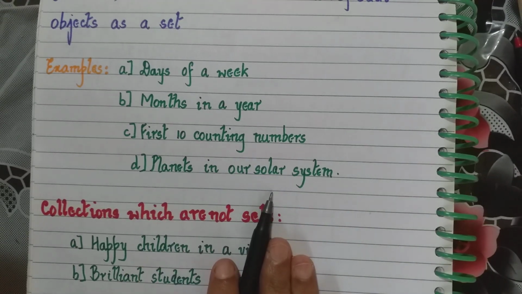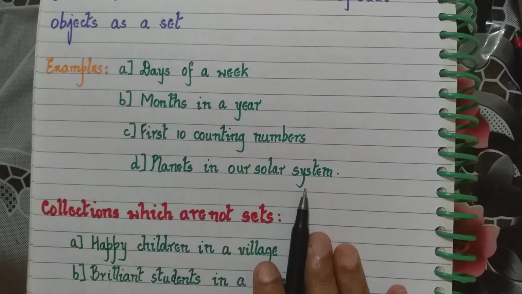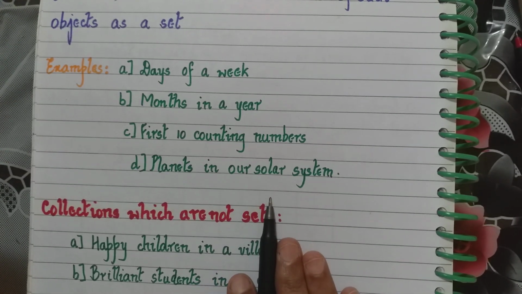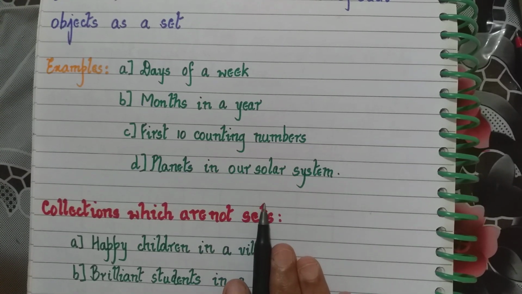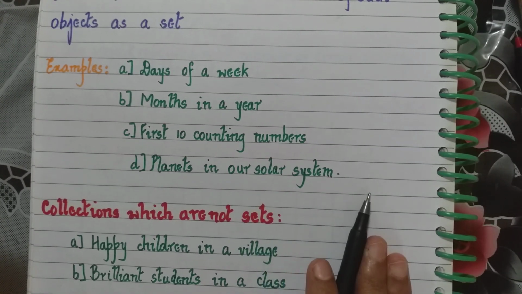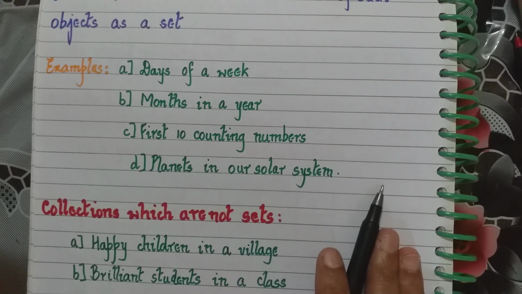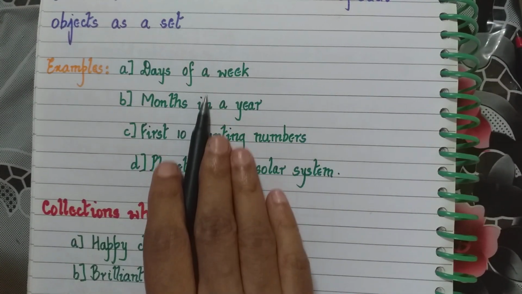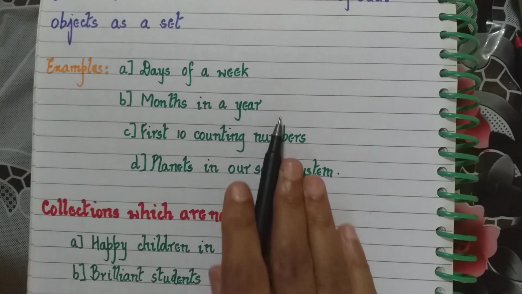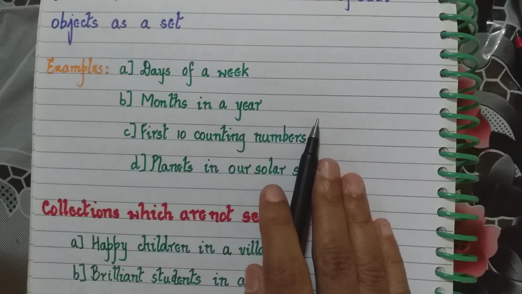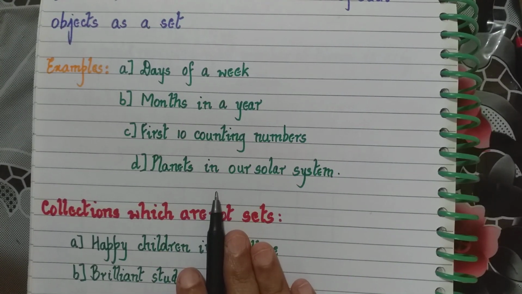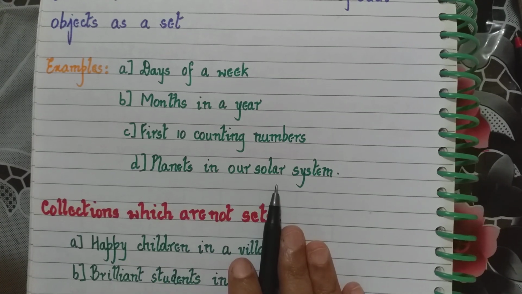And when we talk about the planets in our solar system, we know all the planets in our solar system. Although earlier we had even Pluto included, Pluto is now not included. So we start with Mercury, Venus, Earth, Mars, Jupiter, Saturn, Uranus and Neptune. So all of them are the planets in our solar system. You have seen that in all these collections, we were able to list or say specifically which elements are included in these collections. Therefore, they form a set.